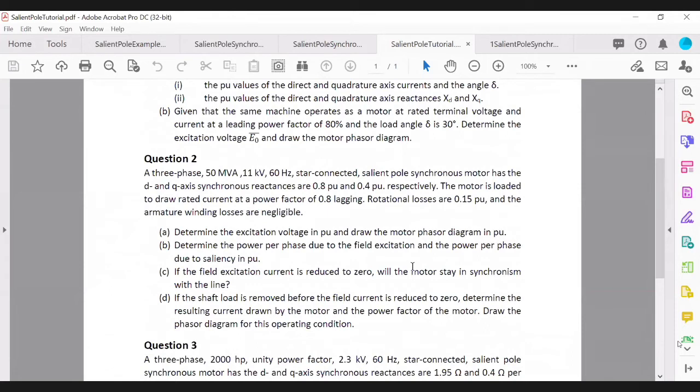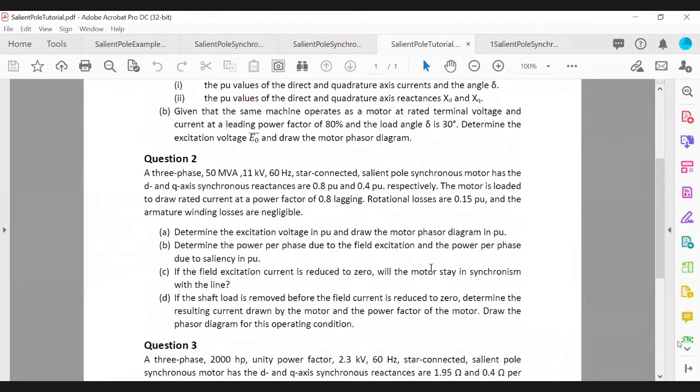Right? And the next part is, if the field excitation is reduced to 0, you have to determine whether the motor will stay in synchronism with the line or will it lose stability, right? That can be determined from whether the angle at which the motor is operating is greater than the maximum angle that the motor is allowed to operate at. Okay, so you'll have to determine that.